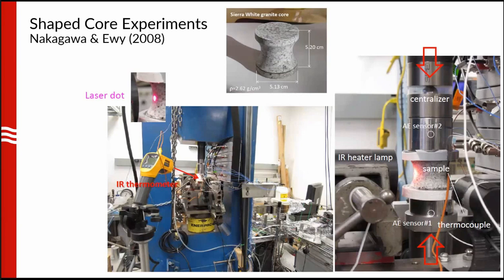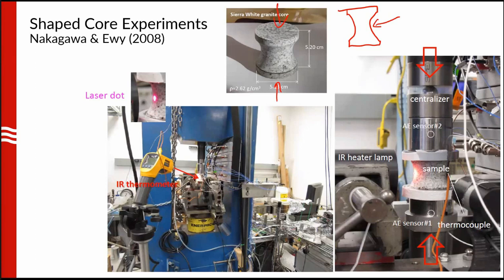It's called a shaped core experiment, where you can see on the top, this is a cylindrical rock sample formed into an hourglass shape, okay? And the intention is that if you load on this sample, because of this specific geometry, you get this stress concentration around this curved region. And the idea is that this curved region can replicate the stress concentration that happens around a circular borehole.